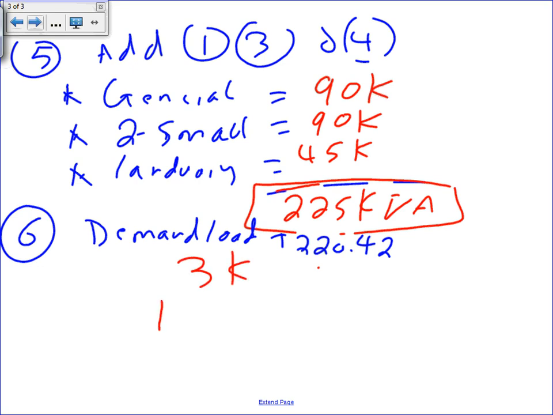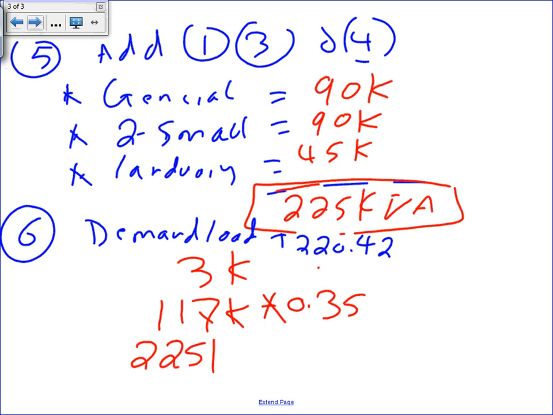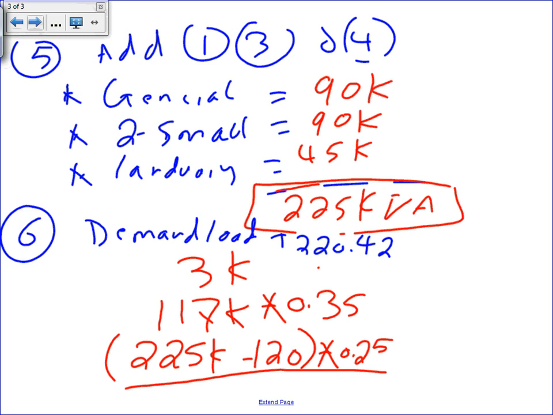Then up to 117K, cut them by 0.35. Anything higher than 120, the remainder over 120, cut them by 25 percent. So take the 225K minus 120 and multiply these babies by 0.25 and get the answer. Okay, very, very important to know how to apply this rule.